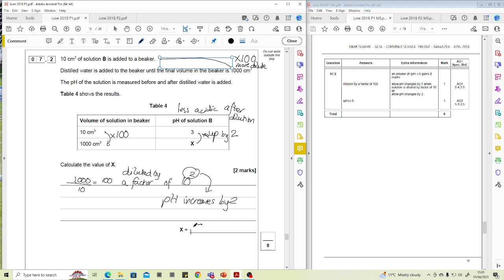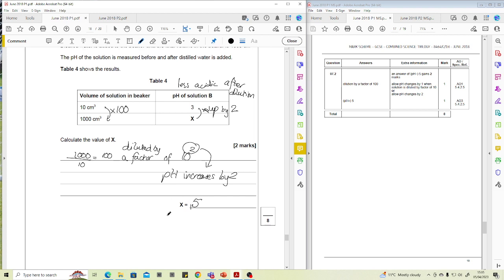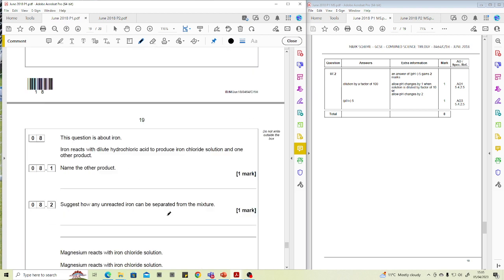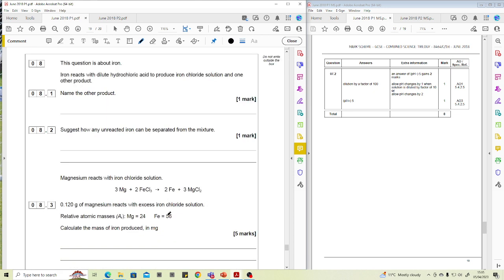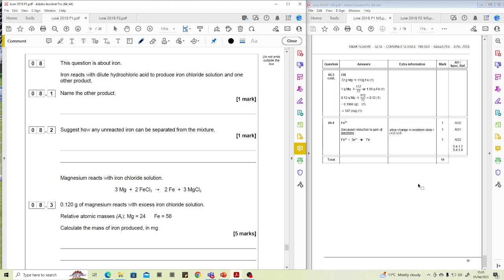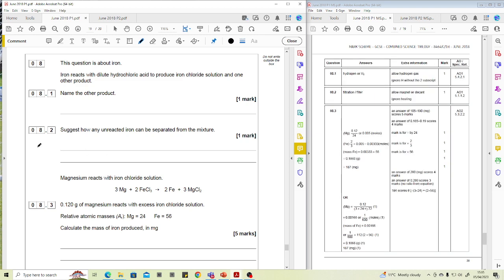X equals 5. Okay, question 8. Again, there's going to be some unfamiliar stuff in here and some calculations. But we do know that we have to know all of those metal plus acid reactions. Metal plus acid makes salt plus hydrogen. MASH.